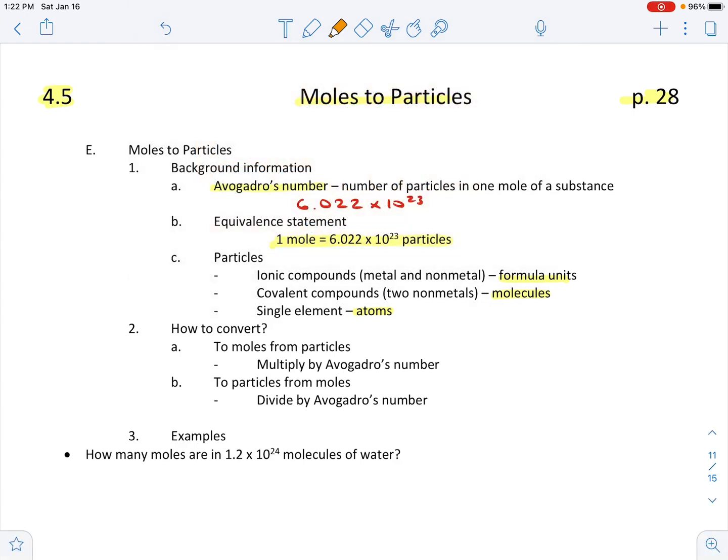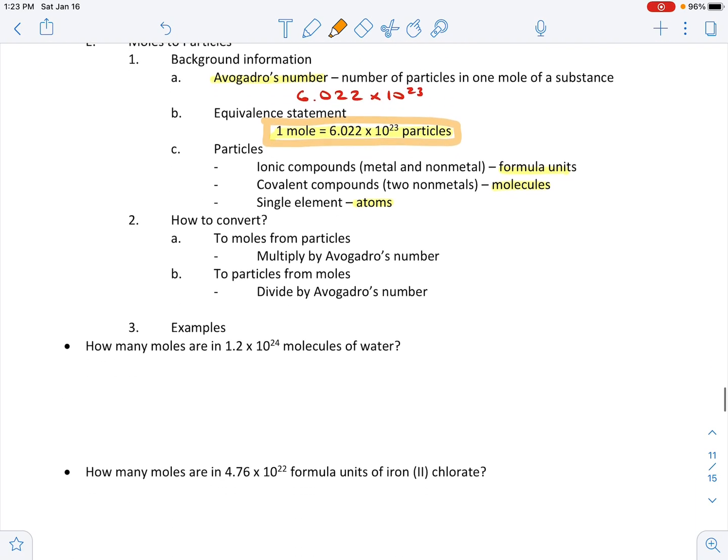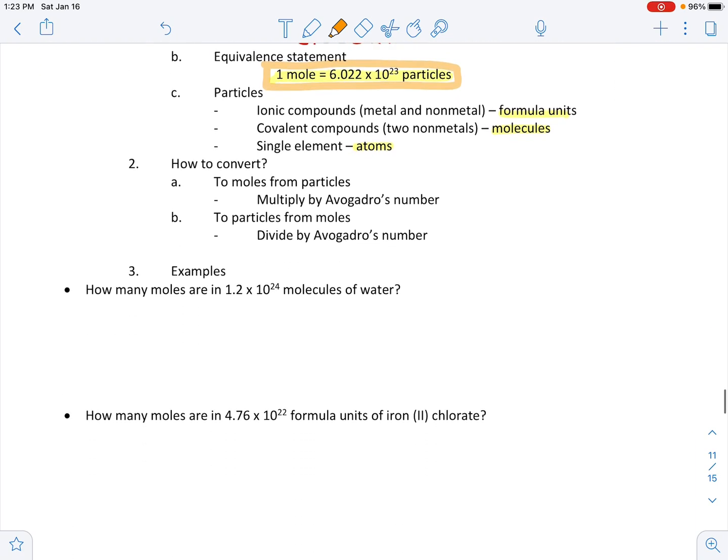And I'm going to go even bigger with this. All right? We need this equivalence statement right here. Okay, so it says how many moles are in 1.2 times 10 to the 24th molecules of water. So again, we're looking for moles, so I'm going to circle moles. And then we know we have 1.2 times 10 to the 24th molecules. So we start on our T-chart with what we know. So we're going to put 1.2 times 10 to the 24th molecules.